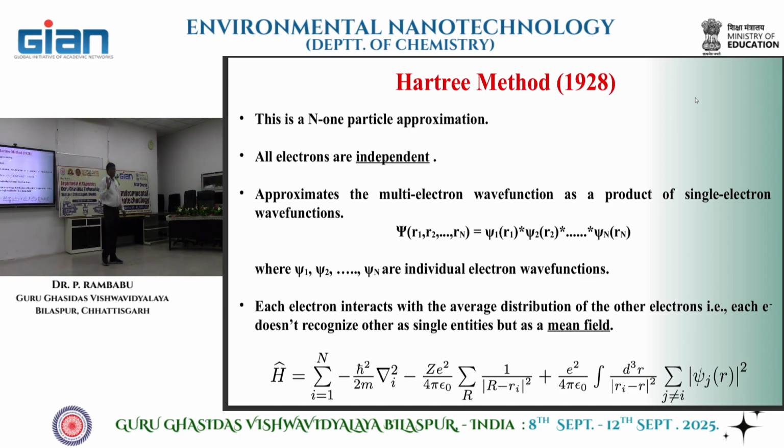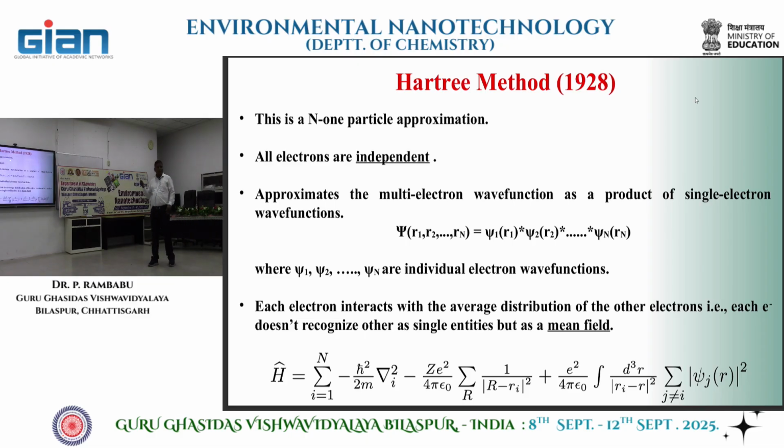Okay, but is it the perfect method? Can we claim it as a perfect method? No. Why? Because the total wave function, he is taking as a product of individual wave functions, and if you see this total wave function, it is symmetric in nature. But electrons are fermionic in nature, so they should satisfy the antisymmetric property and should obey Pauli's exclusion principle. So this total wave function does not obey Pauli's exclusion principle, which is a limitation to this method.